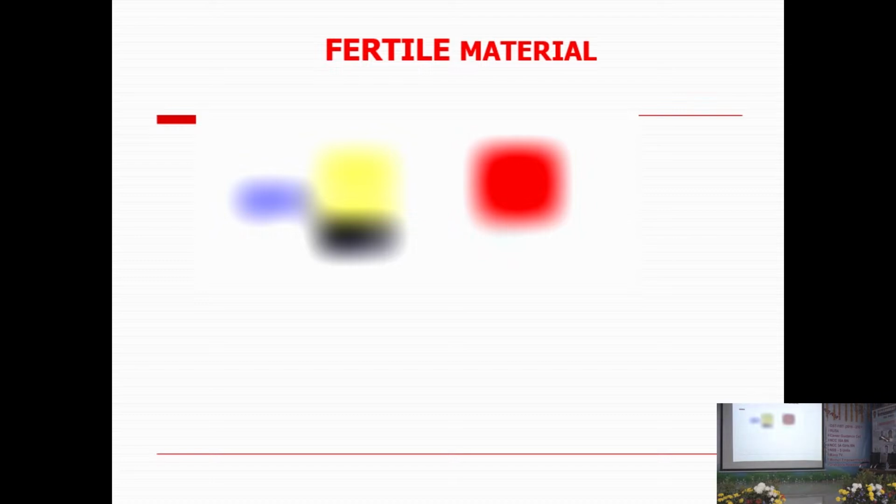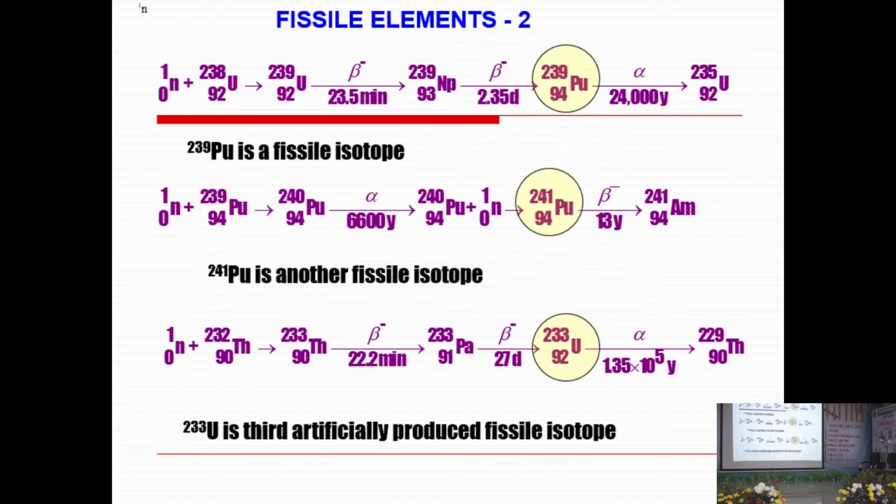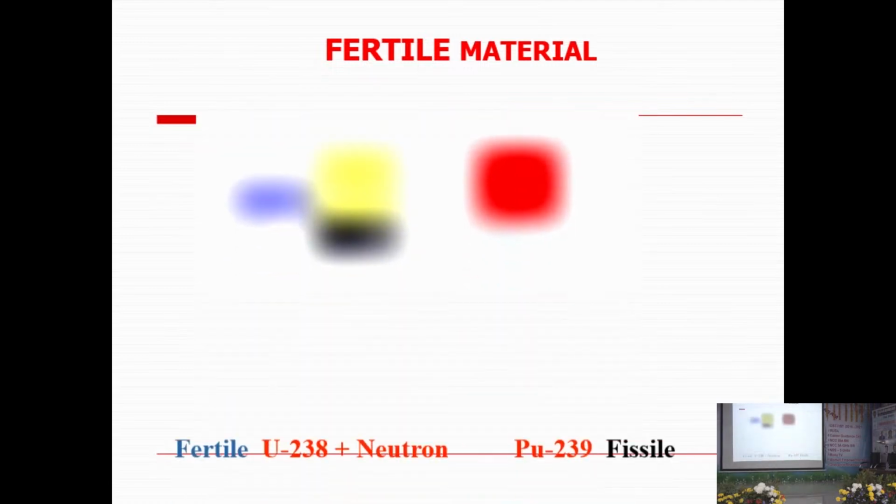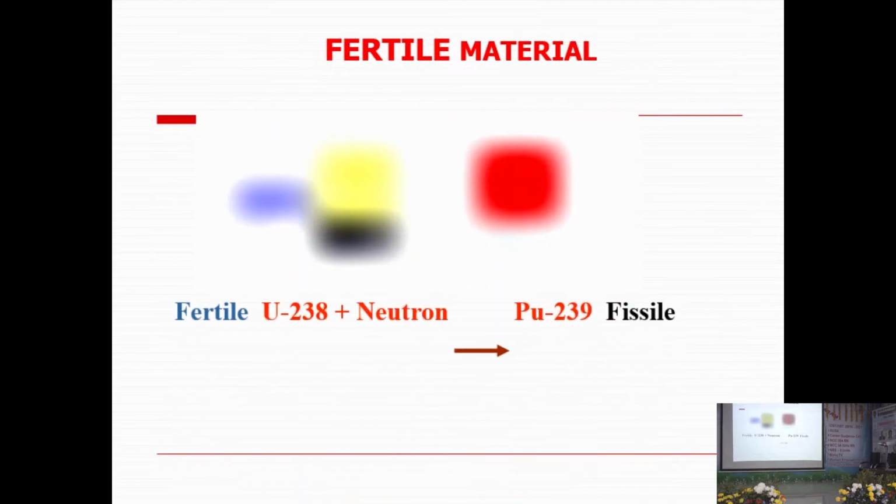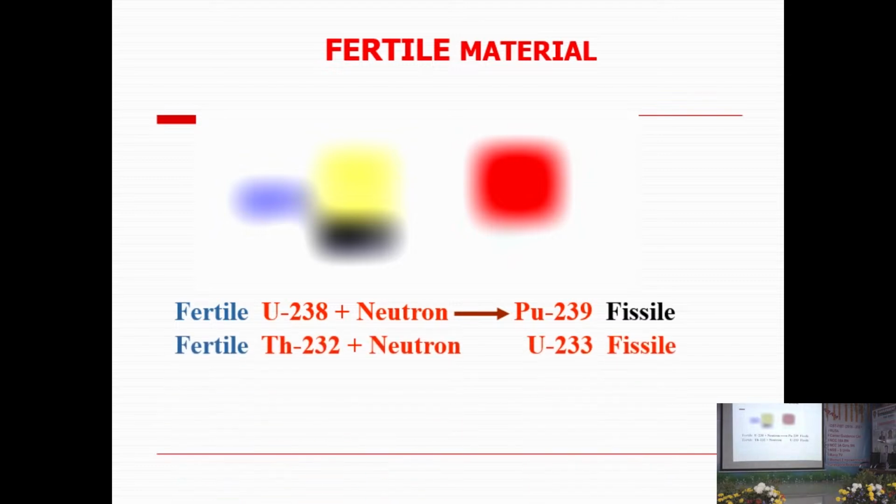What are the fertile materials? In the case of uranium-238, it is not a fissile material, but we can convert it into a fissile material by using it in the nuclear reactor. That is called a fertile material. The fertile 238 captures a neutron and generates plutonium-239, that is fissile. The same way, the fertile element thorium-232, once it has captured a neutron, will generate uranium-233, that is a fissile element.